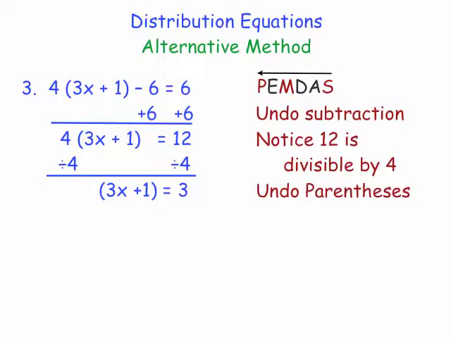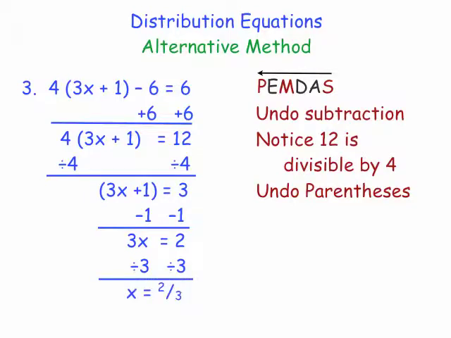Now I can undo parentheses. I can subtract 1 from both sides. And I'll get 3x equals 2. And then divide both sides by 3. And I get x equals 2/3.